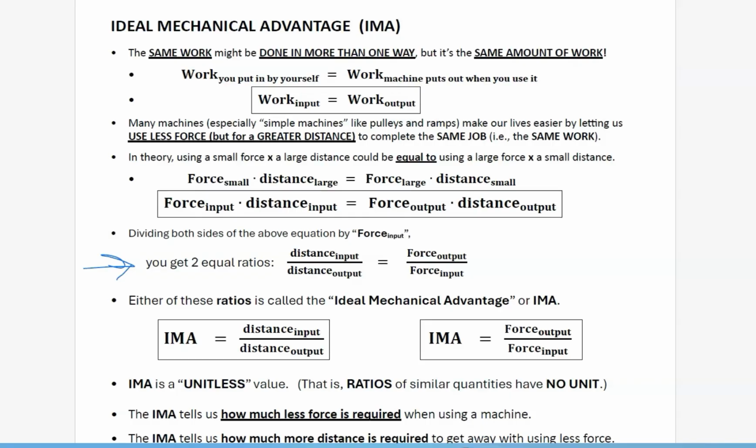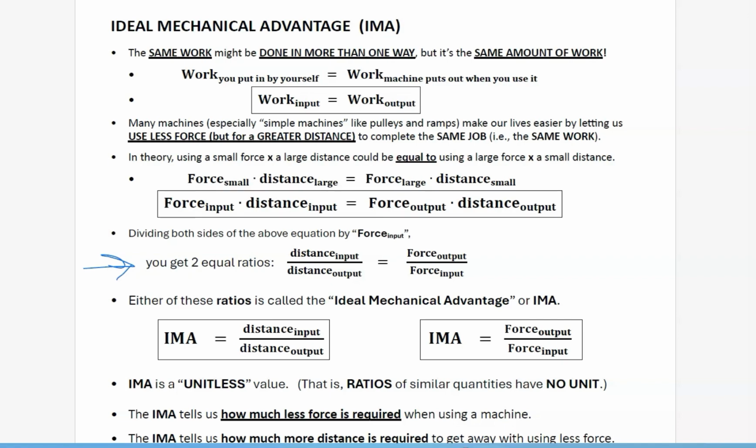You can use a formula, IMA equals the input distance over the output distance. In other words, the amount of distance you have to put in, which is going to be large. You have to pull a lot of rope on a pulley or push something up a long ramp with a large distance. That's your input distance divided by what you get out of it. The object is lifted up a certain height. That's going to be a smaller value. So this ratio tends to be a number bigger than 1. It might be 2 or 4 or 8 or 7.3, but bigger than 1.